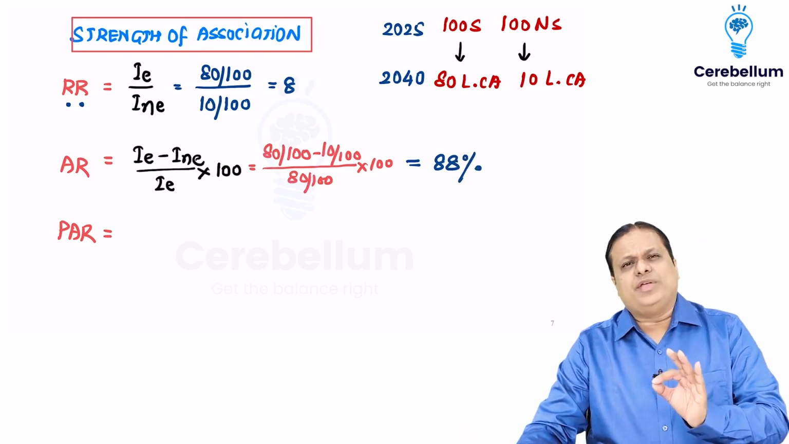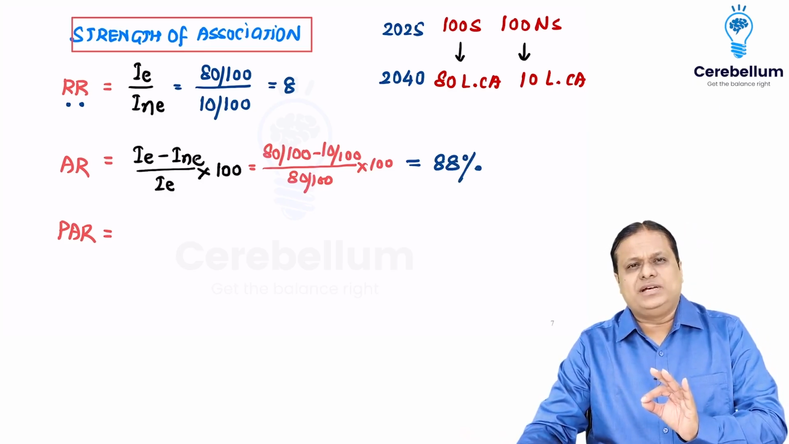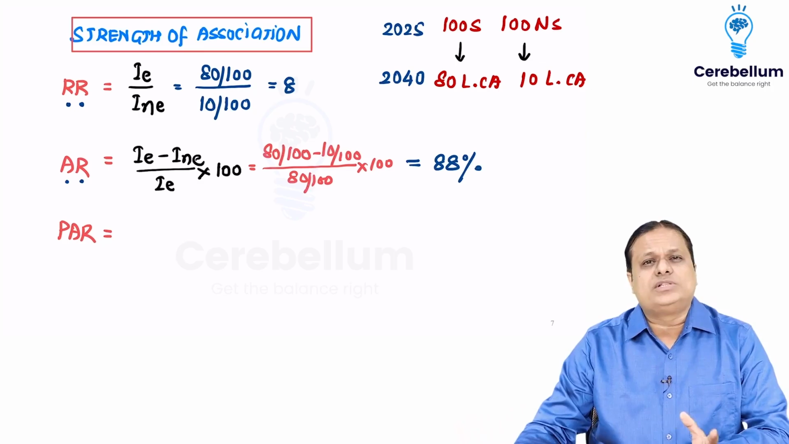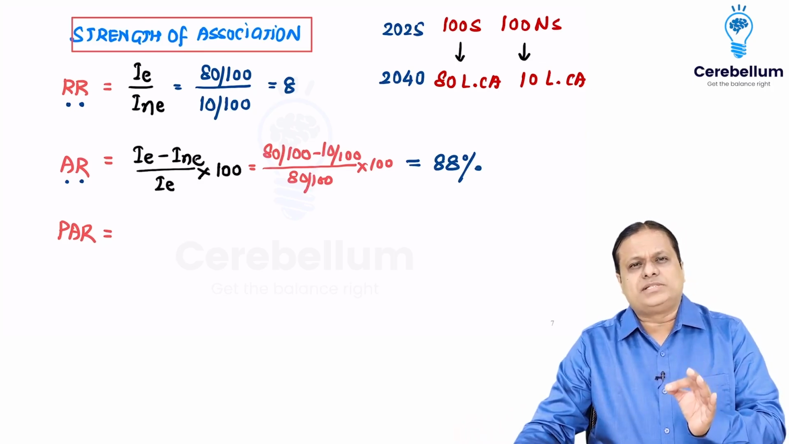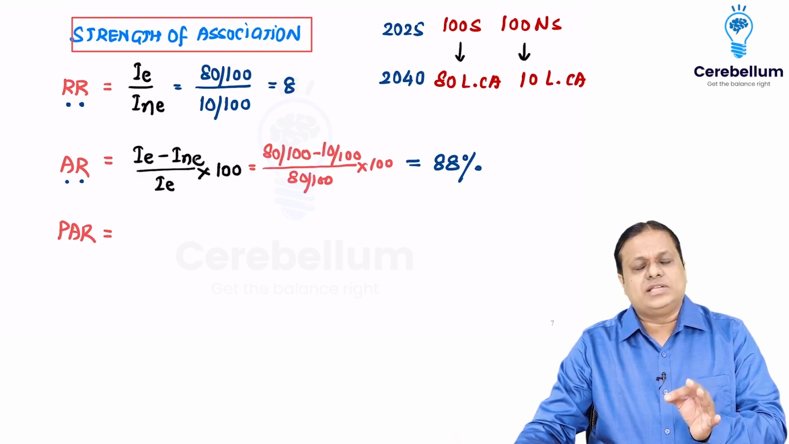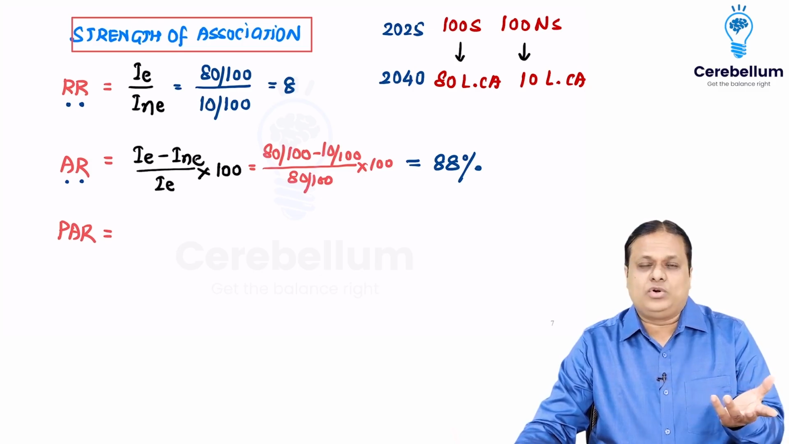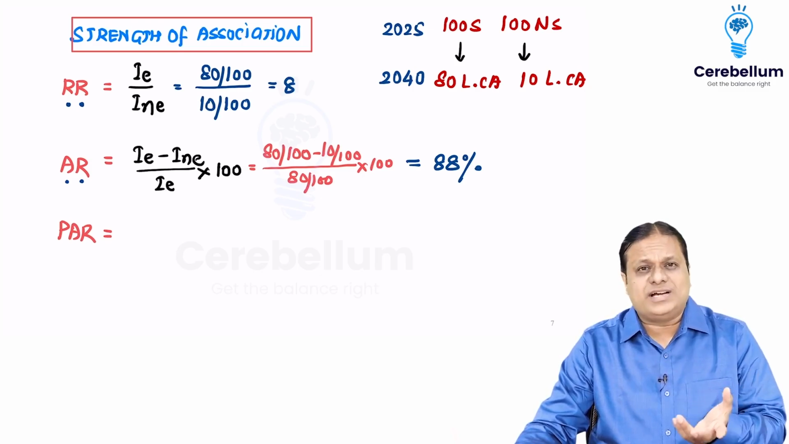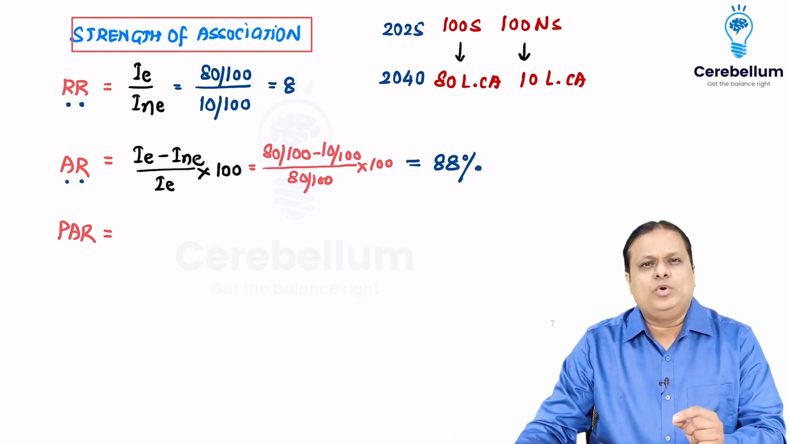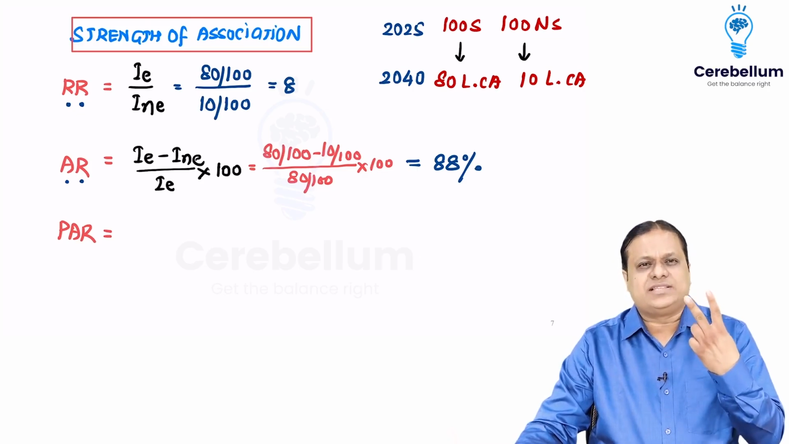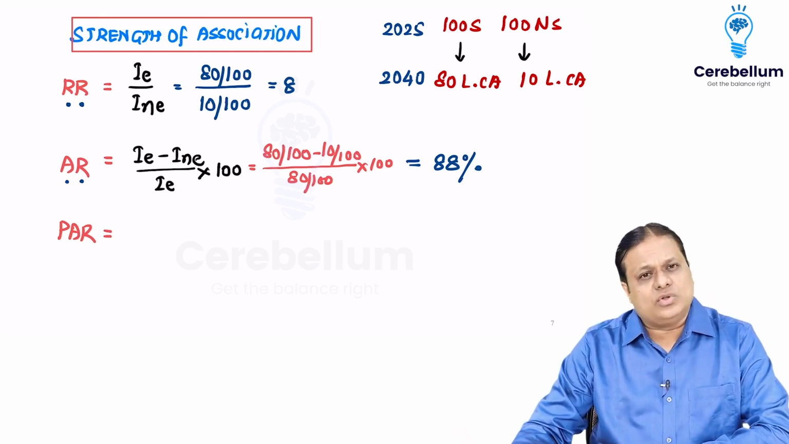Now what is the meaning of attributable risk 88% in the same study? How much of the disease can be attributed to risk factor? 88% of lung cancer can be attributed to smoking. 88% of lung cancer is due to smoking. 12% must be due to some other risk factors which we don't know, we cannot comment upon because we are not studying those risk factors. Attributable risk is also known as absolute risk, excess risk and risk difference also.